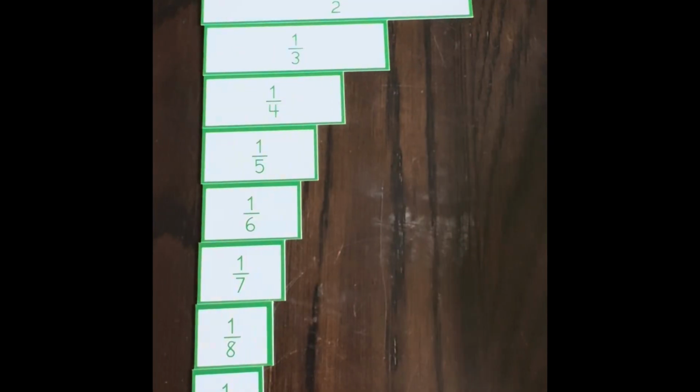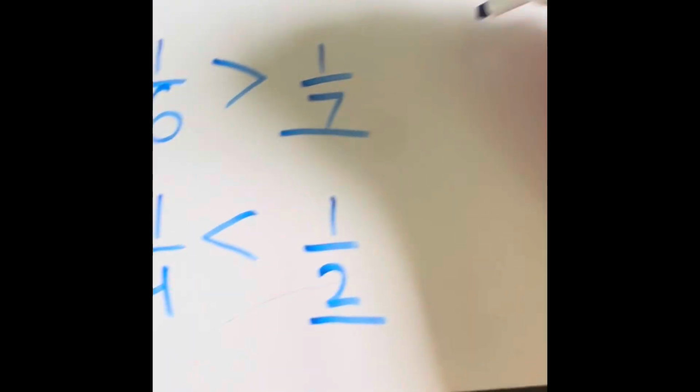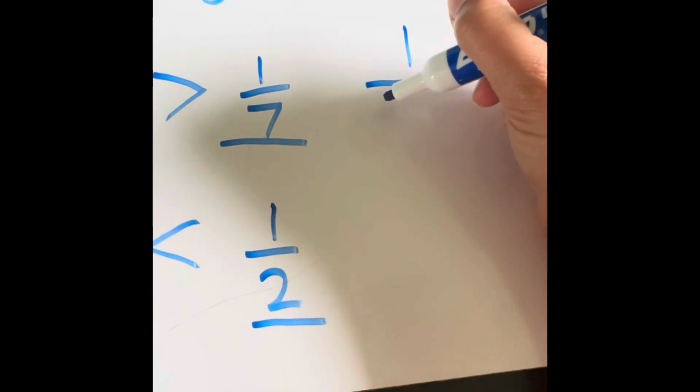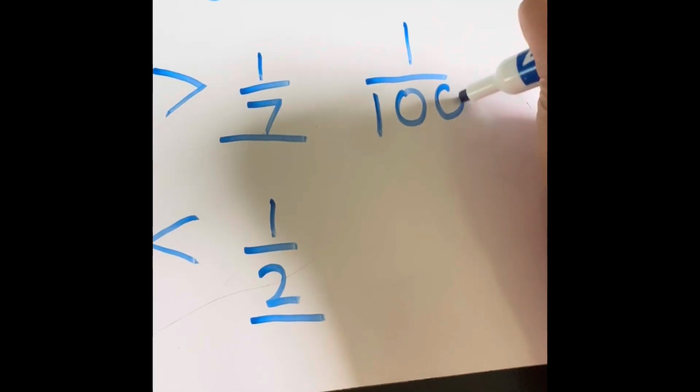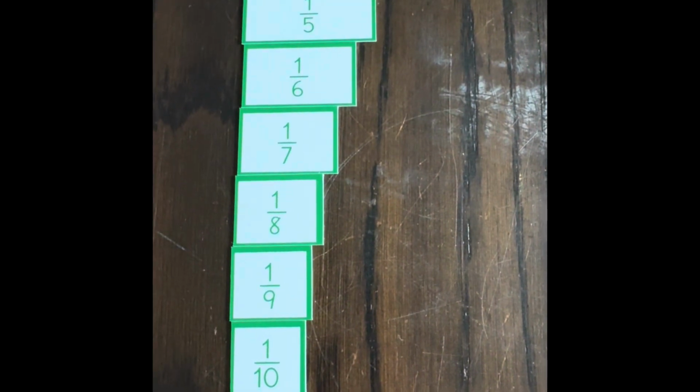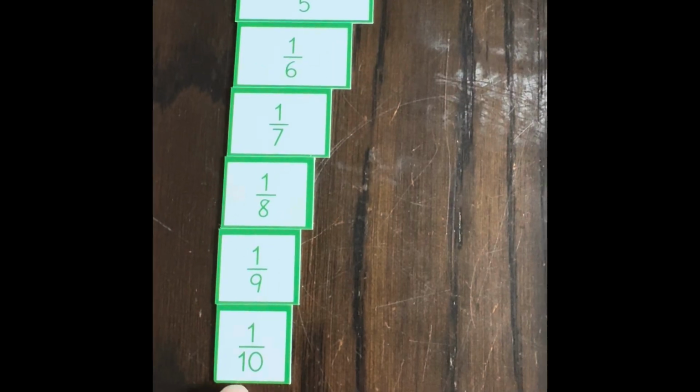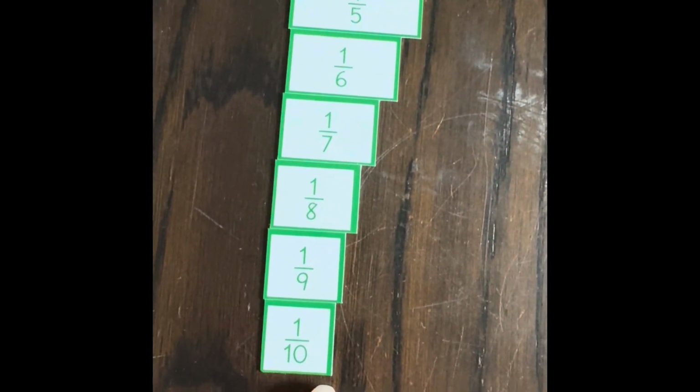So what would happen if we divided 1 by a really large number? What if we did 1 divided by 100? That would be 1/100th. Can you imagine cutting this little 10th piece into 10 more pieces? They would all be so small.